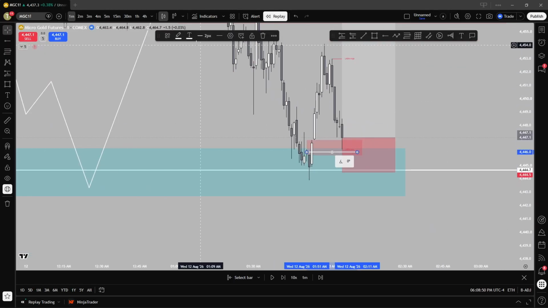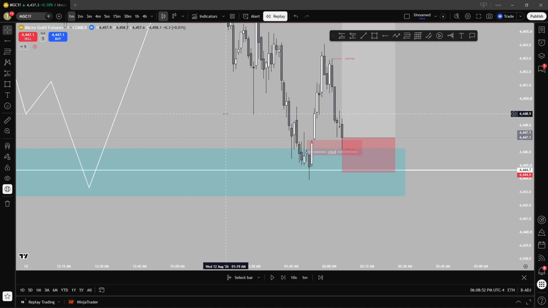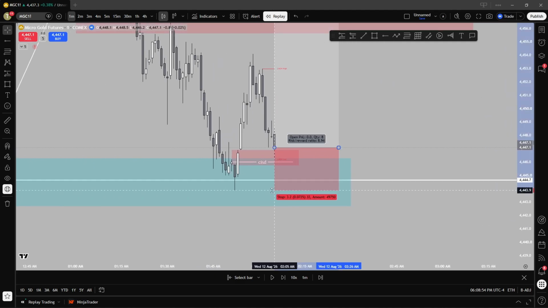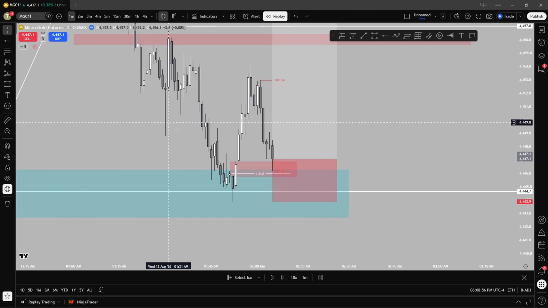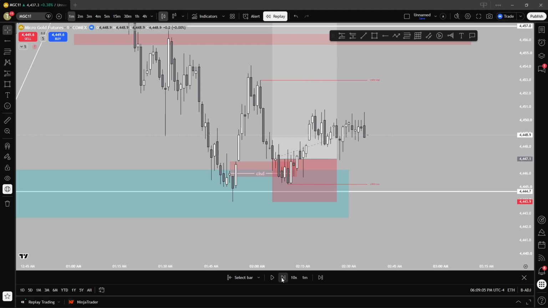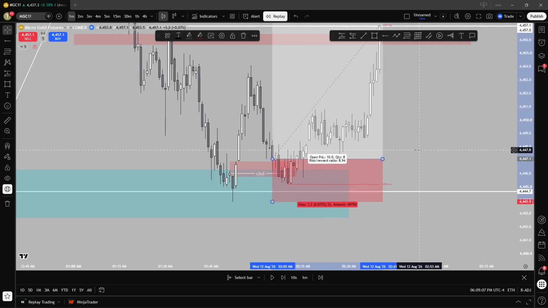So you can expect, if price comes any lower, expect the CISD right here to hold. And let's just see what you get. All right, we tap that CISD, and we're holding it. It's holding so far. Boom.